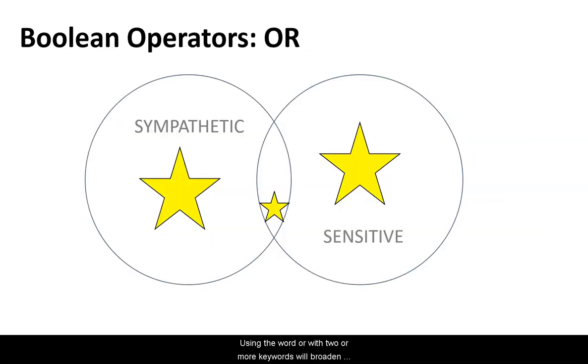Using the word or with two or more keywords will broaden your search and increase your results. Either or both keywords will be included in the search results when you use or. This is a useful strategy when there is more than one word to express a similar idea.